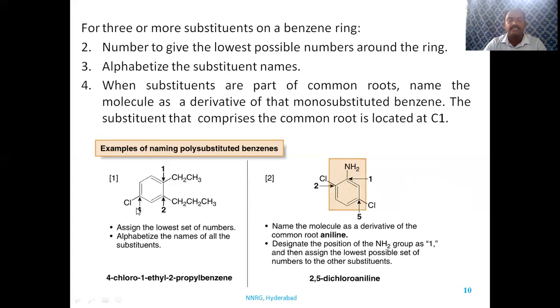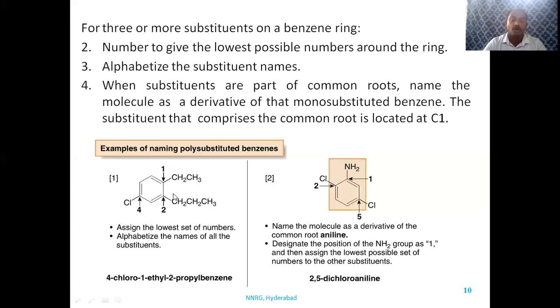So when you assign this, then you name the benzene according to alphabetical order. So this is ethyl, this is propyl, and this is chloro. When you see here, chlorine gets first preference alphabetically. This is 4-chloro, 1-ethyl, and 2-propyl benzene, because benzene is acting as the suffix and the substituents are acting as prefixes. So 4-chloro-1-ethyl-2-propylbenzene.